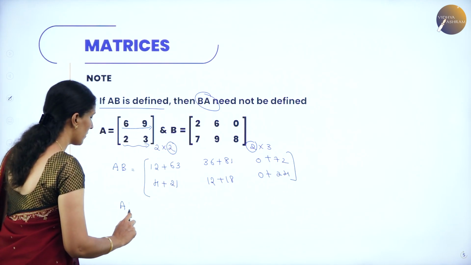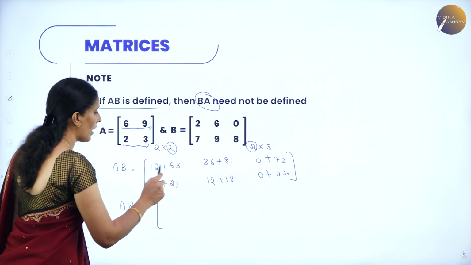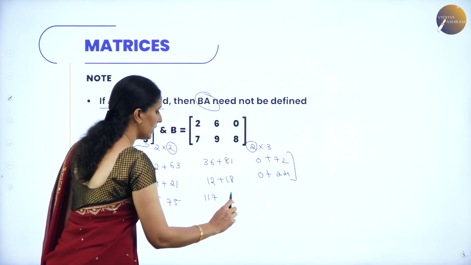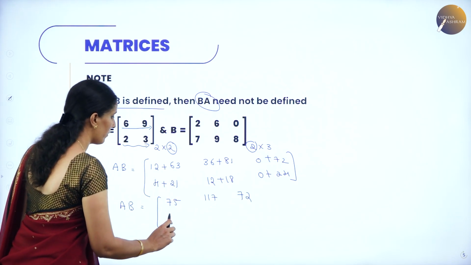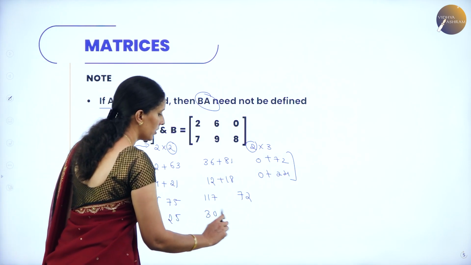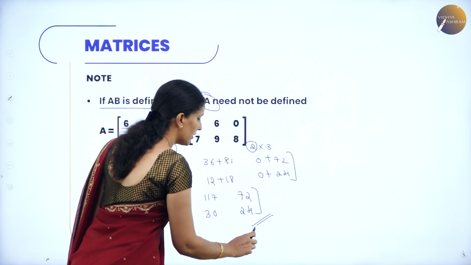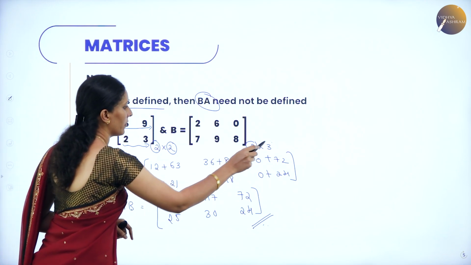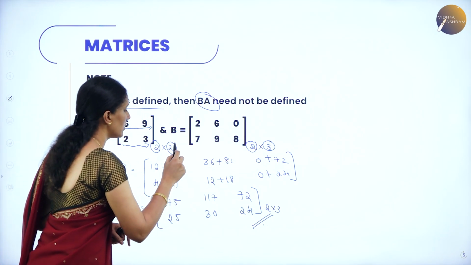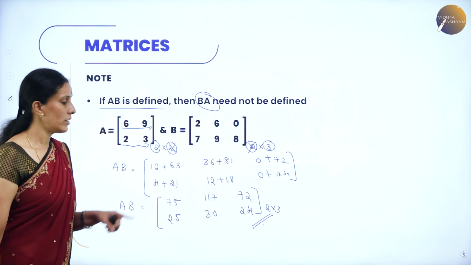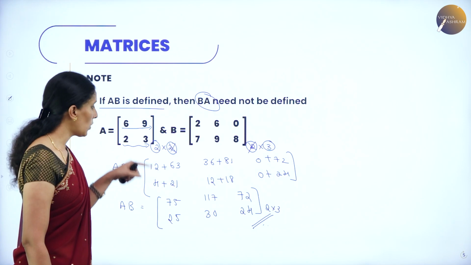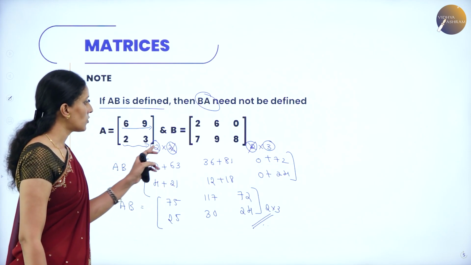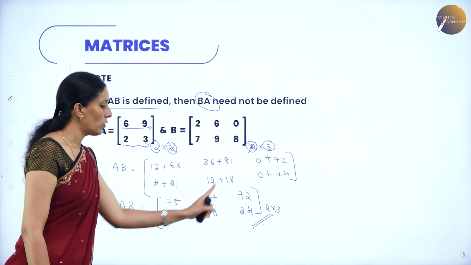So therefore AB is equal to 12 plus 63, 75, 81 plus 36, 117, 72, 25, 30, 24. So this is how the product is defined. See here, AB is a 2 cross 3 matrix. So when the number of columns and number of rows match, the resultant matrix will have the order of rows of the first matrix cross columns of the second matrix. That is a 2 cross 3 matrix. You will get 2 rows and 3 columns.